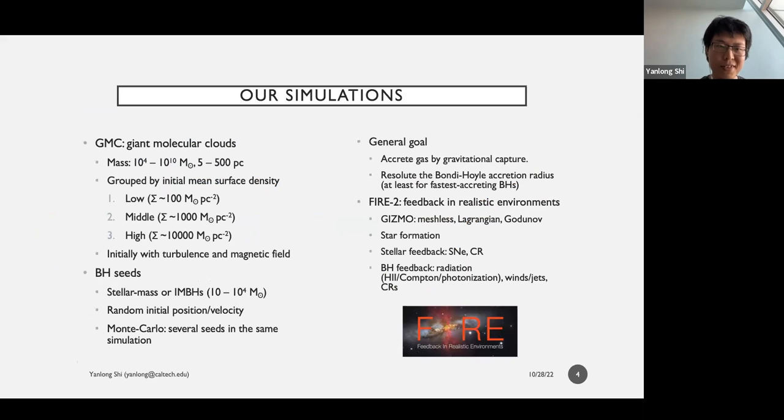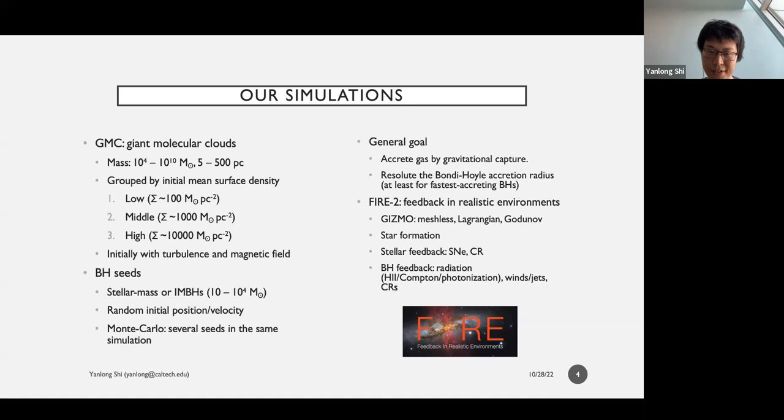So we try to run some simulations based on simulations of star formation in giant molecular clouds. The masses of the giant molecular clouds range from 10^4 to 10^10 solar masses, grouped by different mean surface densities, which we have as 100, 1,000, and 10,000. For different masses we also have different radii. And we also input some black hole seeds, which can be stellar mass or intermediate mass black holes, like 10^4 solar masses. We also have random initial velocity and position.